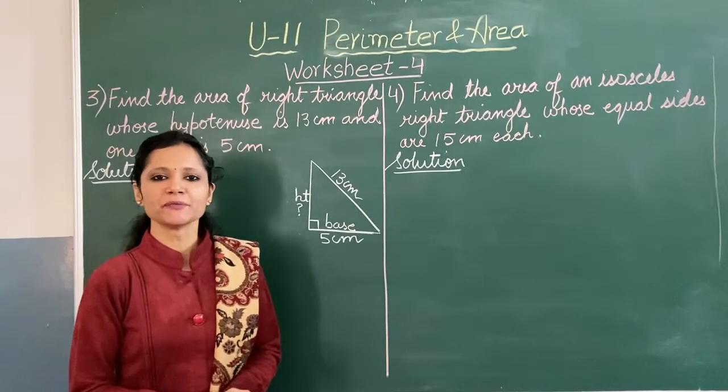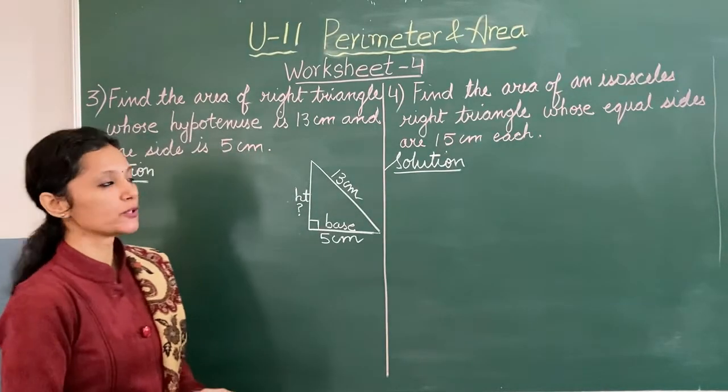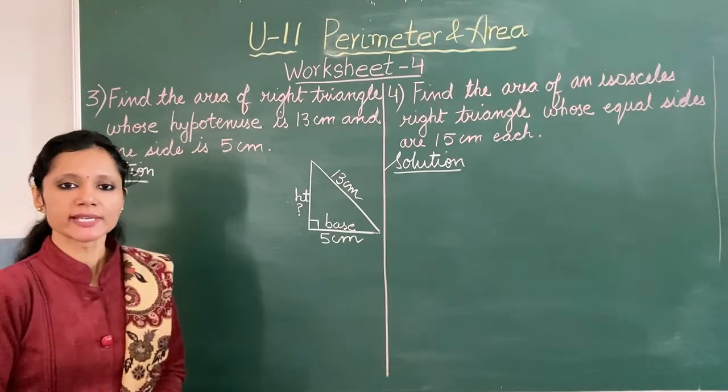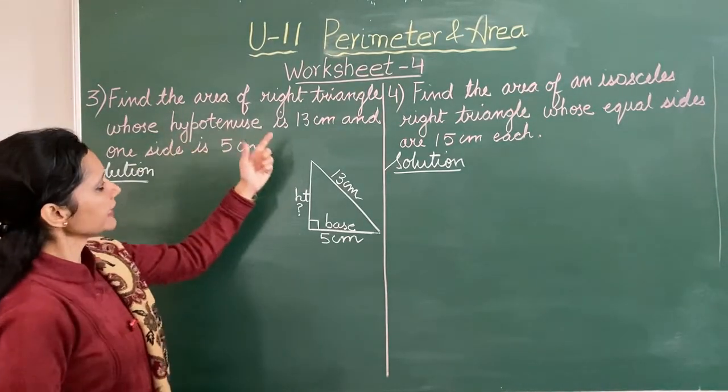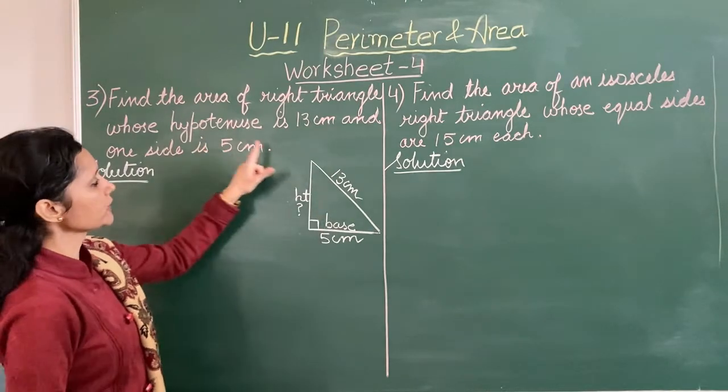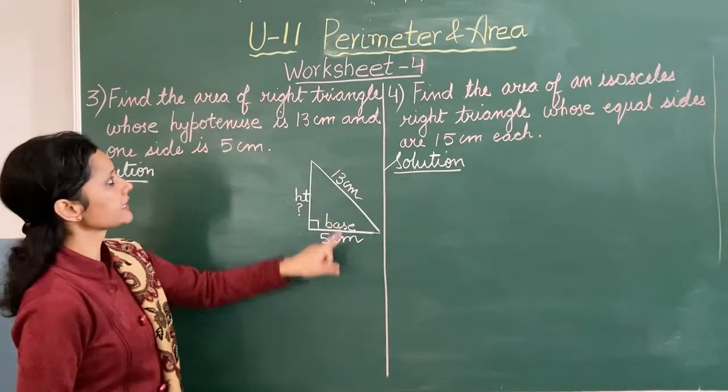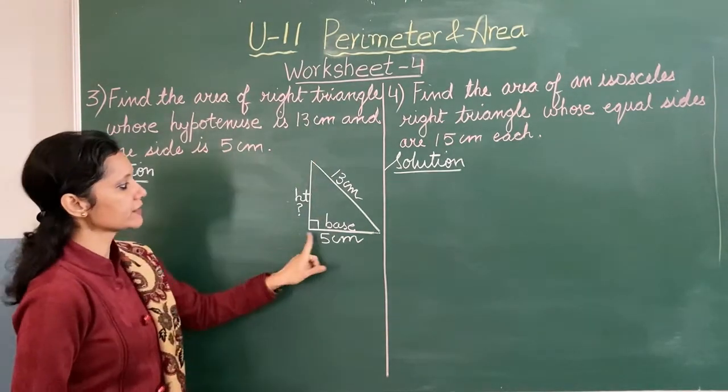So let's start with worksheet 4. The first question that we are going to do is question number 3. What is given in the question? Find the area of a right triangle whose hypotenuse is 13 centimeters and one side is 5 centimeters.